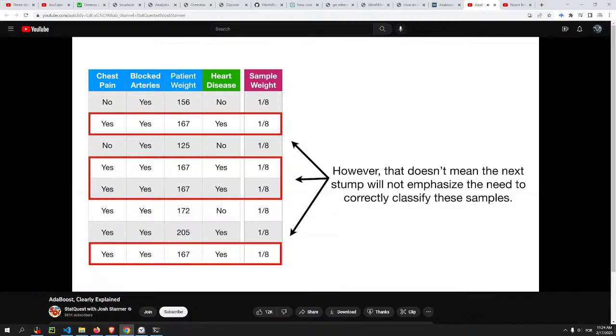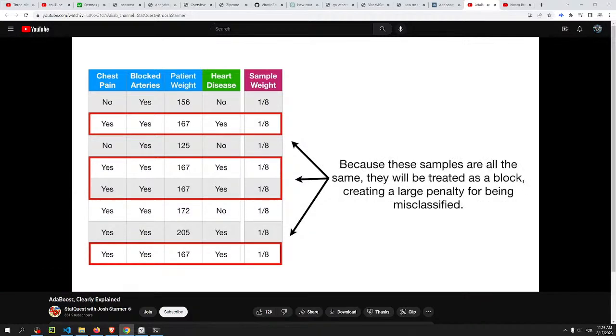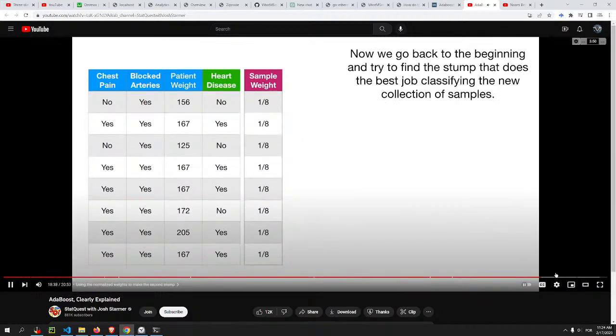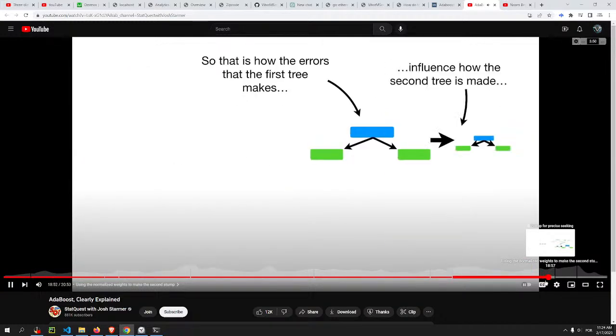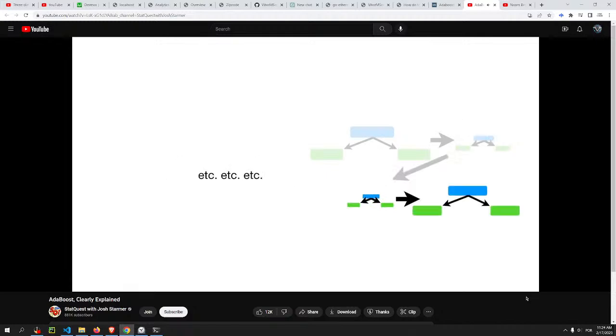However, that doesn't mean the next stump will not emphasize the need to correctly classify these samples. Because these samples are all the same, they will be treated as a block, creating a large penalty for being misclassified. Now we go back to the beginning and try to find a stump that does the best job classifying the new collection of samples. So that is how the errors that the first tree makes influence how the second tree is made, and how the errors that the second tree makes influence how the third tree is made, etc., etc., etc.